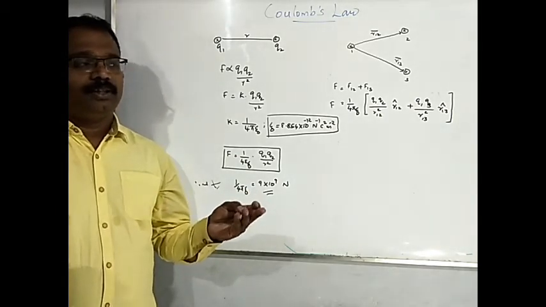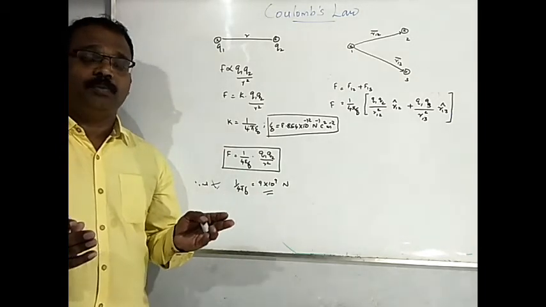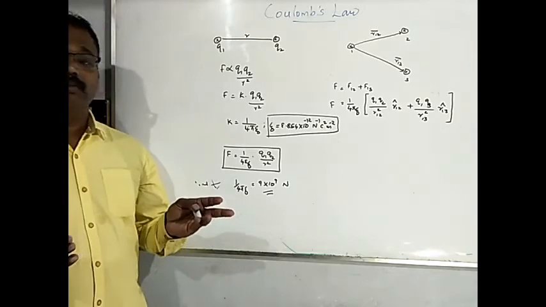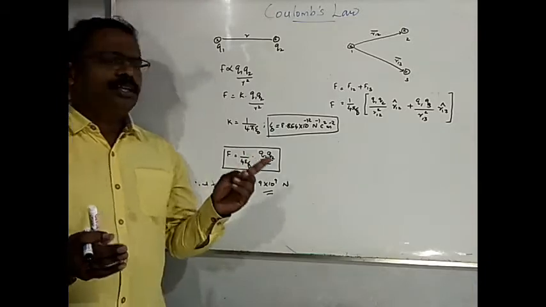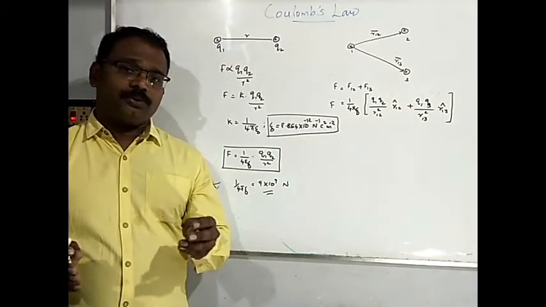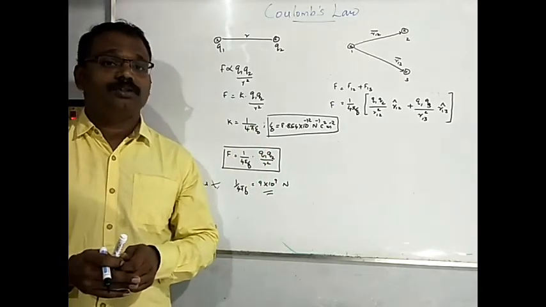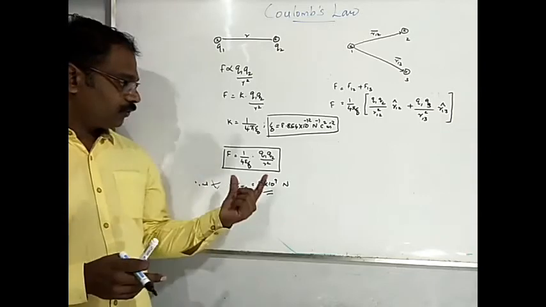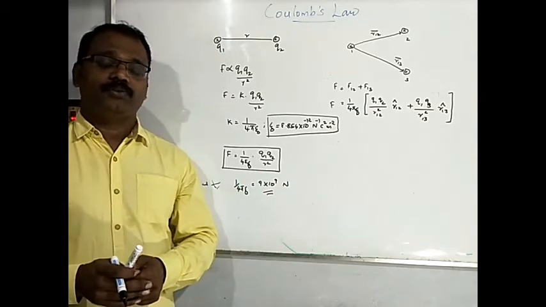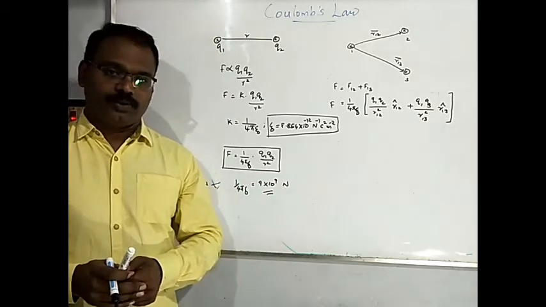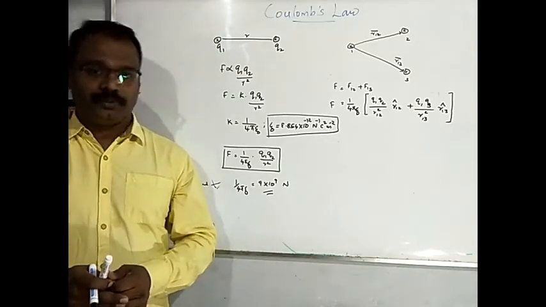Again, the force of attraction or repulsion between any two charges is directly proportional to the product of their charges and inversely proportional to the square of the distance between the charges. Since the force is inversely proportional to the square of the distance, this law is also known as inverse square law. So this is the final equation for the force between the charges, F equal to 1 by 4 pi epsilon 0 into Q1 Q2 by r square, where 1 by 4 pi epsilon 0 is equal to 9 into 10 raised to 9.